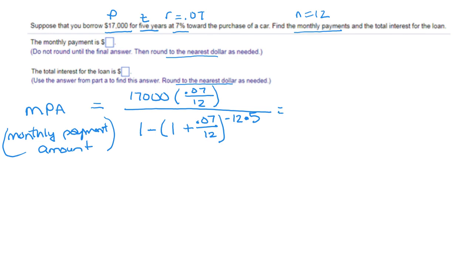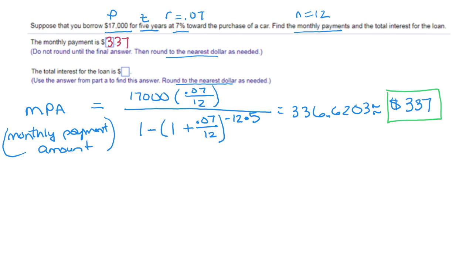You'll come out with 336.6203. Remember it said to round to the nearest dollar. So this is $337 for the monthly payment amount. And I'll put that in the box up here.